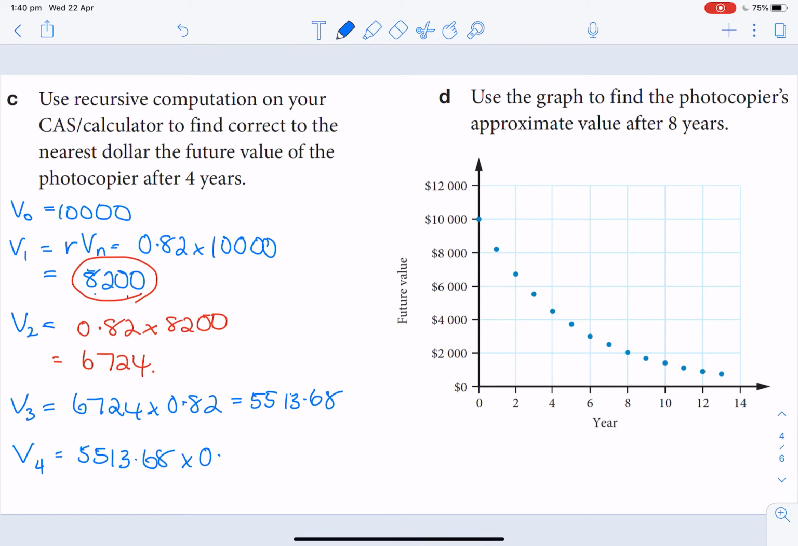And then my V4 is 5513.68 by 0.82, giving me 4521.2176. So I've just used the calculator and put all these values into the calculator. Let's write that neater. There we go. But it asks me to round the answer to the nearest dollar.